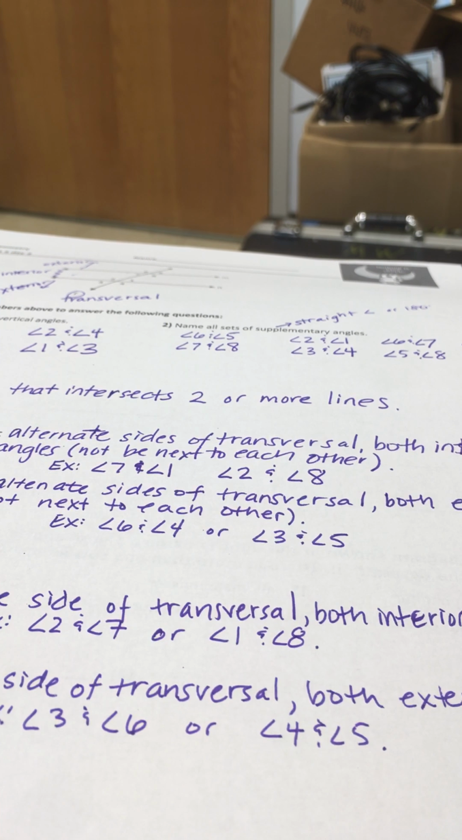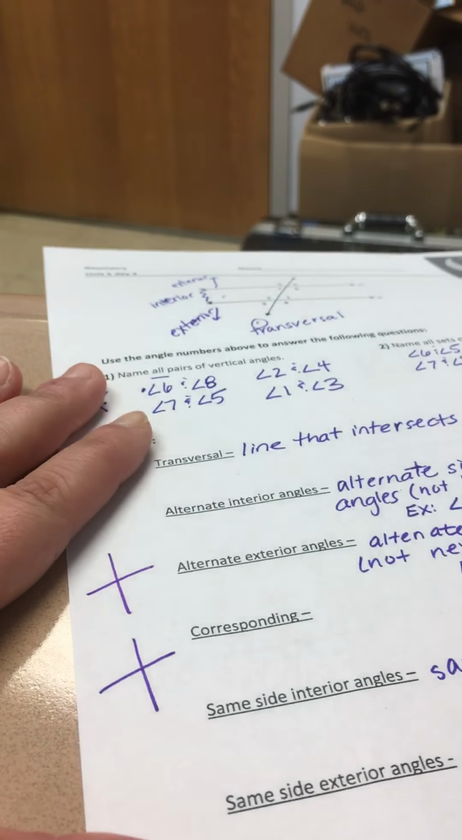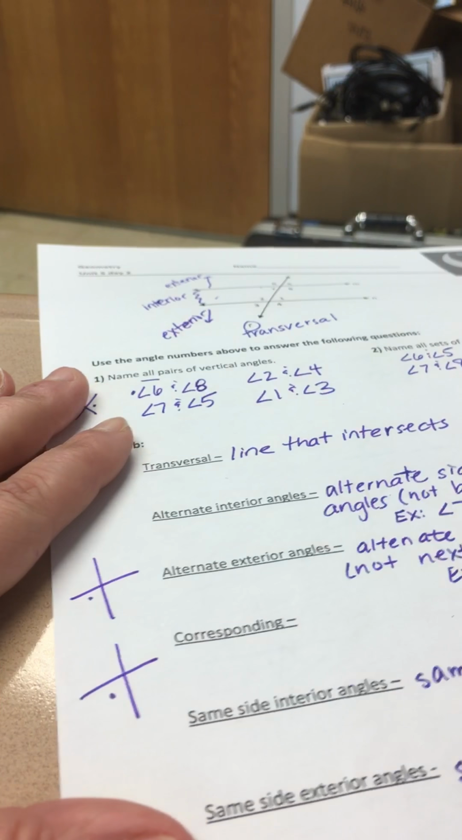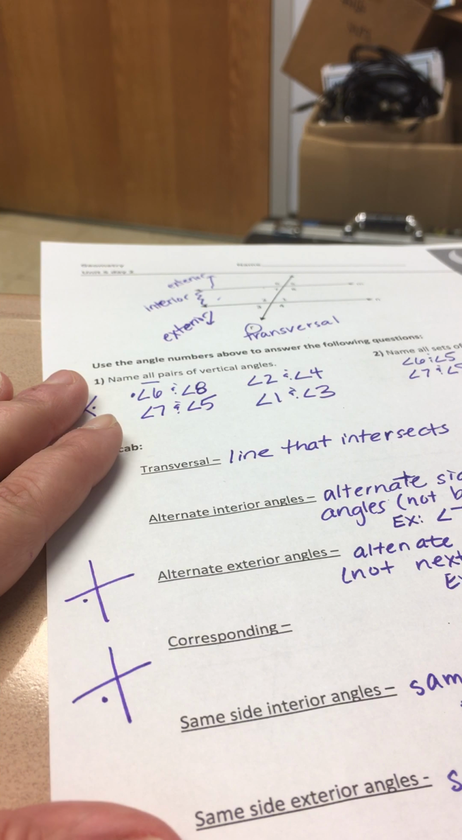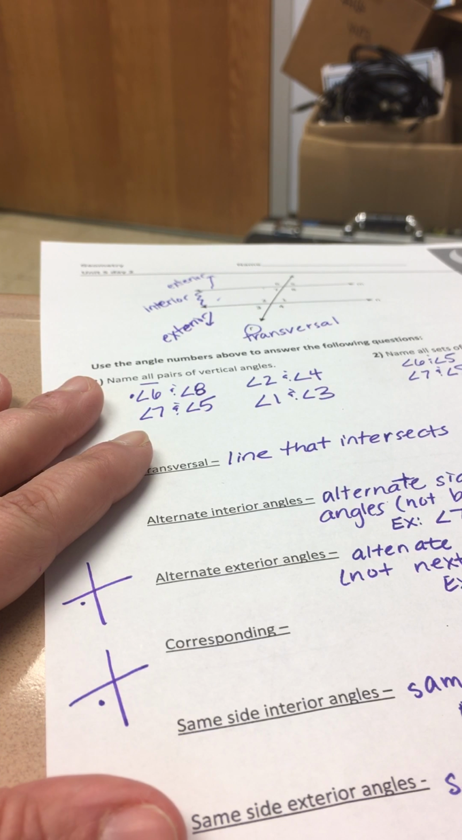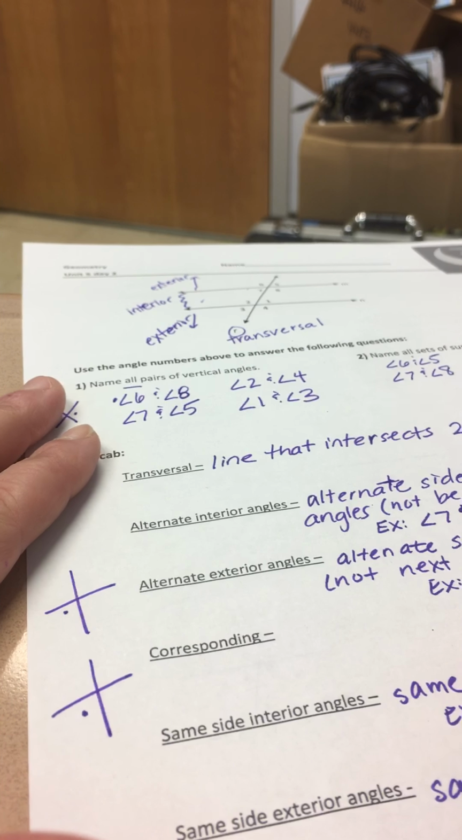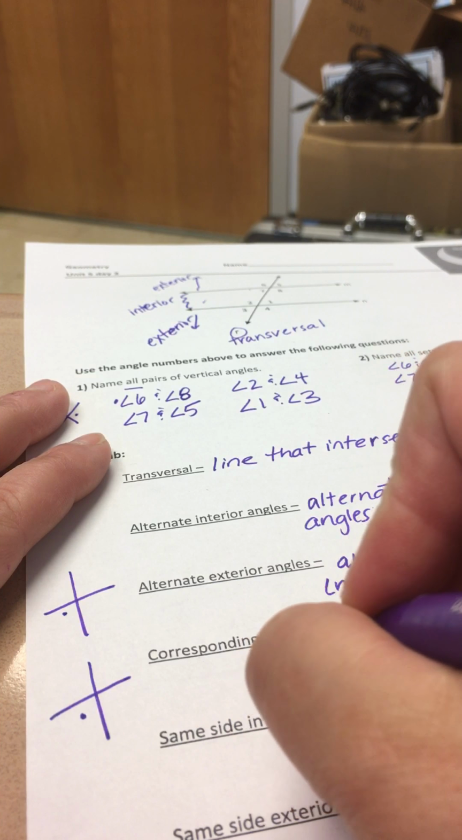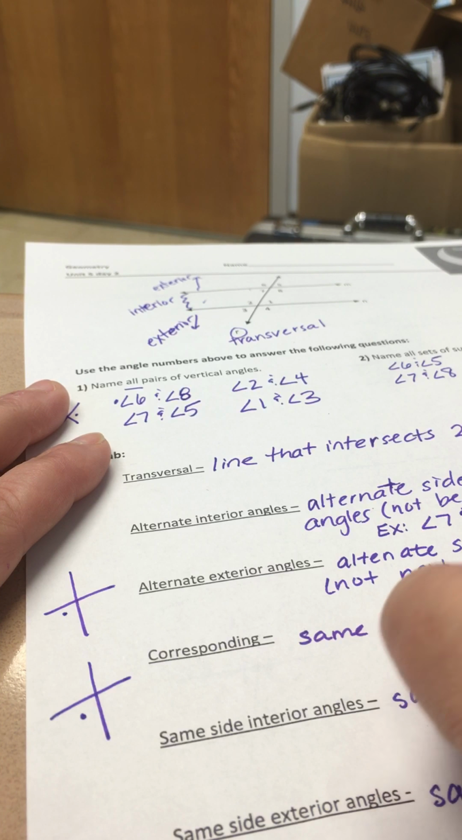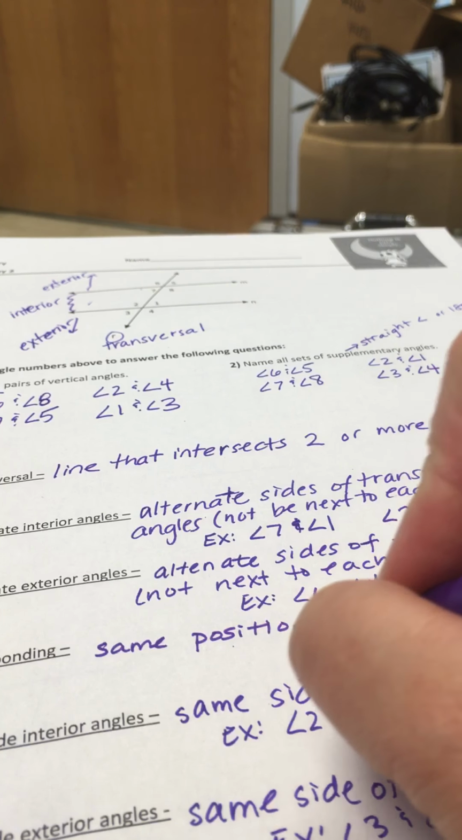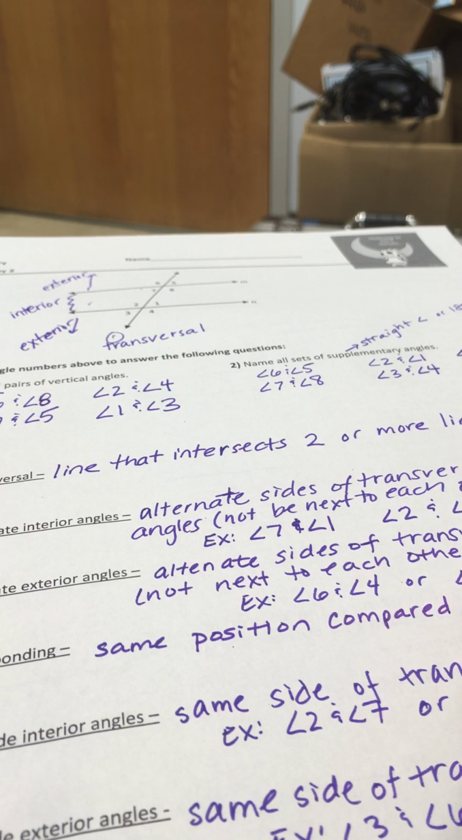Now corresponding is the last one. Corresponding means in your group of like 4 angles, you're looking at the same position. So in your groups of tables, Malin would be in the same position as Jennifer, or Lewis would be in the same position as Hector. So you're in the same seat or same position in that group as another group would be. So you're looking for the same position compared to other groups.